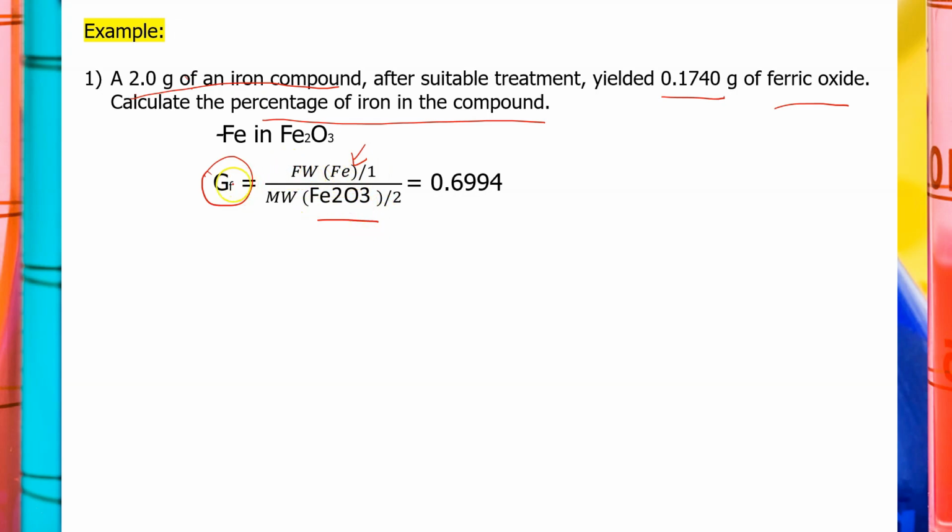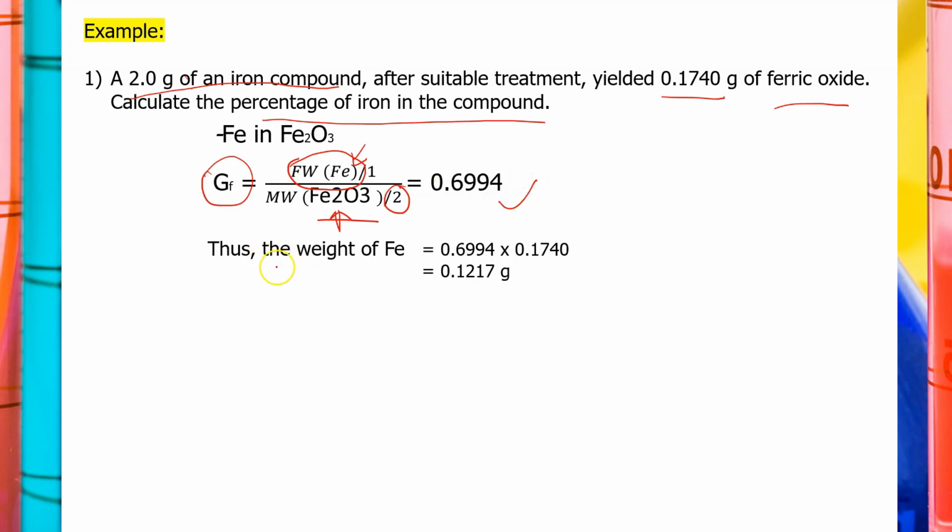So to calculate the GF, atomic weight of iron over 1. Why 1? Because only 1 mole of iron. Over molecular weight of iron oxide over 2. Why 2? Because there are 2 moles of iron in iron oxide. Then you will get the value of GF.